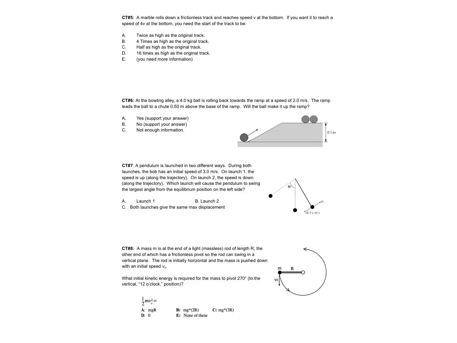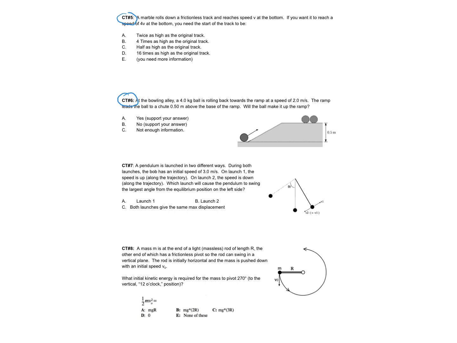Okay, now on this one, we're going to be looking at concept test number 5, concept test number 6, and then 7 and 8 are in a separate video, so we're not going to go into those right now. All right, so let's go ahead and look at concept test number 5. Concept test number 5 says a marble rolls down a frictionless track and reaches speed v at the bottom.